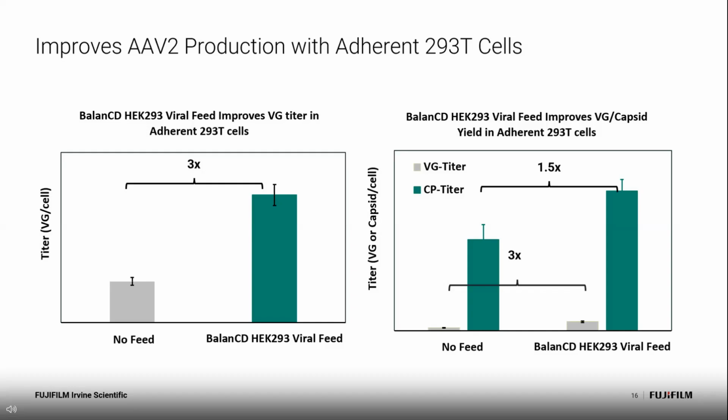The plot on the left shows 3-fold improvement of AAV2 viral genome titer with viral feed over the cultures without any feed. In addition, we also measured the capsid titer using a BLI-based assay in the plot on the right, shown in the green bars. We noticed less improvement of AAV2 capsid titer than the viral genome titer improvement for viral feed cultures over no-feed cultures, which indicates a potentially higher ratio of viral genome titer to capsid titer.